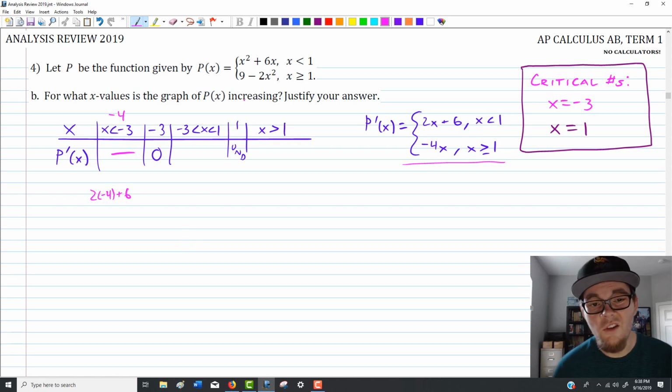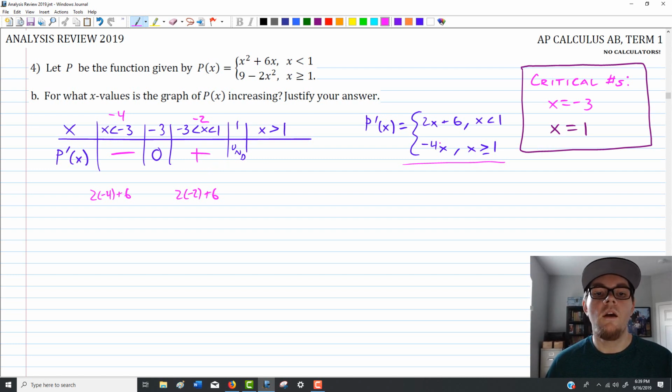By the way, I'll also note this is increasing, not strictly increasing, but we'll play with that in just a moment. Second thing, if we're choosing values between negative 3 and 1, those are all going to be values less than 1 also. So if I pick a value like negative 2, we'll have 2 times negative 2 plus 6, plugging it into the correct place, which is going to be 2. It is 2, but more importantly, 2 is positive. Finally, for values greater than 1, a value like 10, that's going to be negative 4 times 10, which is negative.